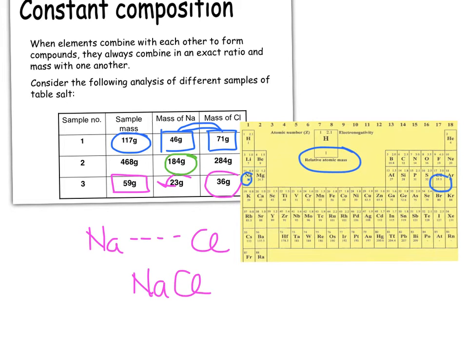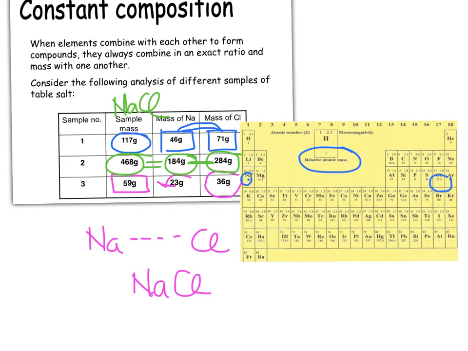we have 184 grams, 284 grams, so it's in a perfect ratio once again, you would land up with those two added together in order to get the total of sodium chloride.